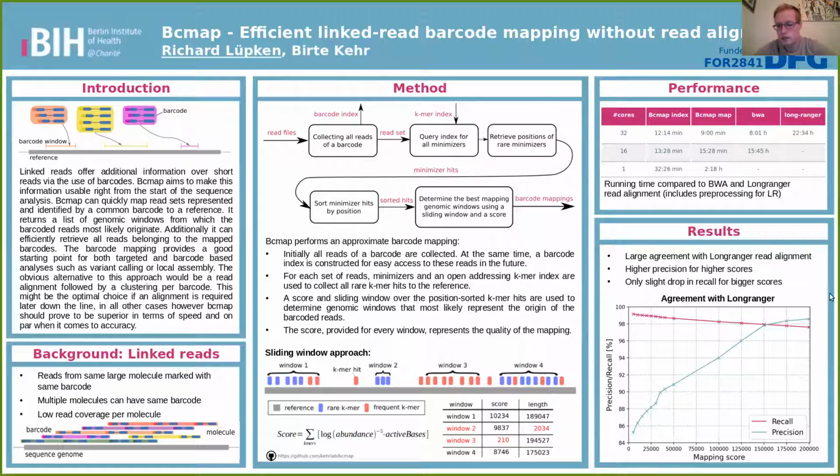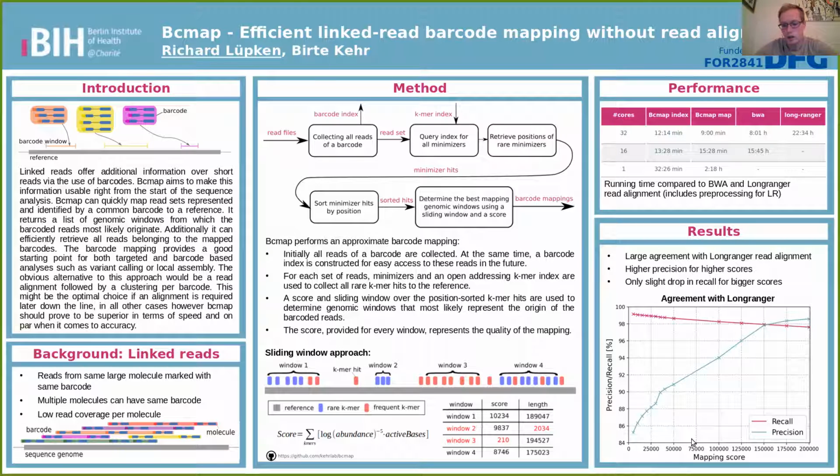And to show the accuracy, we compared it to Long Ranger. And here we have to state that neither BCMap nor Long Ranger, of course, knows the real truth. So even though I'm talking about recall and precision, we have to be aware that we are talking about an agreement between these two tools here. And we can see that BCMap and Long Ranger largely agree on the results. Of course, for the Long Ranger data, we had to cluster the alignments based on their genomic position to retrieve genomic windows, such as we did.